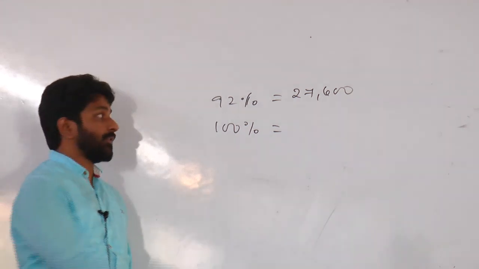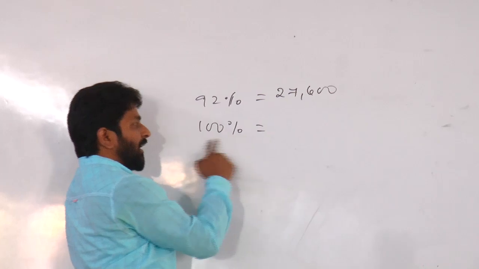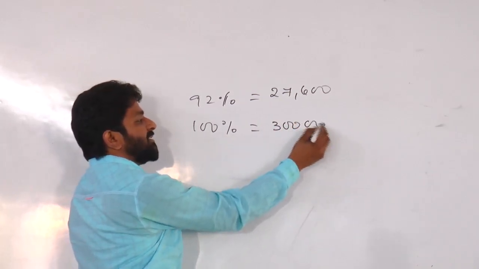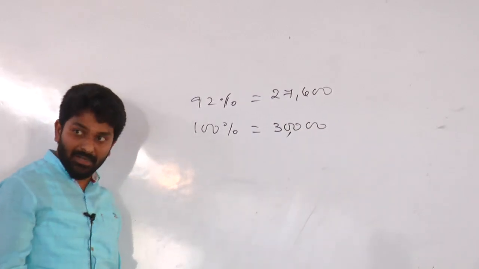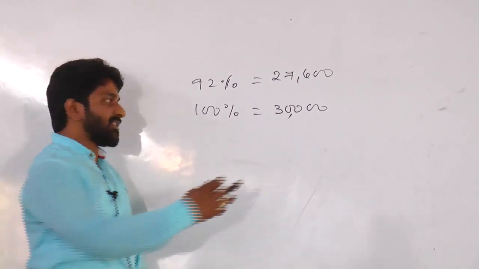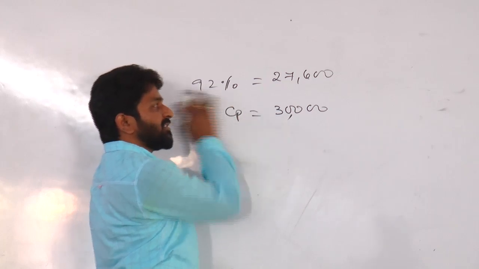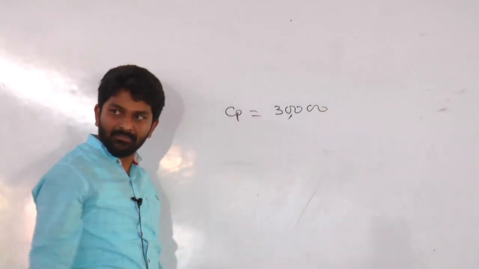100% value. 30,000 is our market price. If no discount is allowed, he will purchase it for 30,000. In that case, this is going to be his cost price if no discount is allowed.